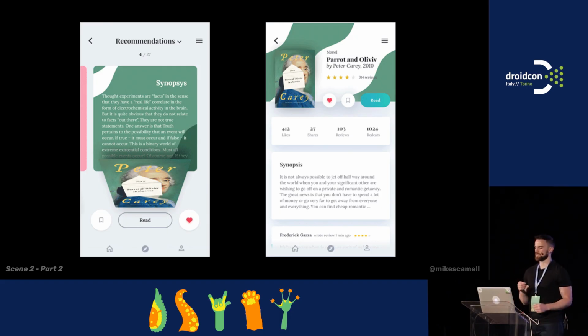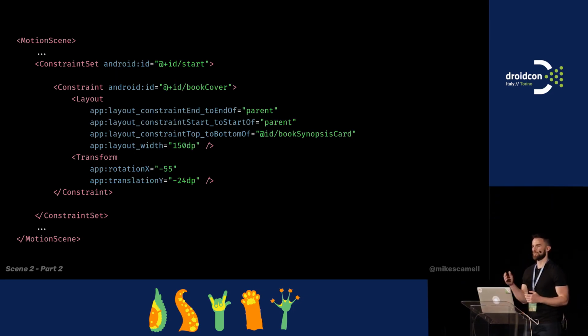Okay, moving on. Let's go back and get the book cover back in and get that animating alongside the synopsis card. As you can see, the book cover animates over the top of the synopsis card and there is a shadow. So we're going to go back and fix those shadow issues that we had earlier. So we can steal the constraint sets from the end of scene 1 for our book cover and put them in our start constraint set for scene 2.